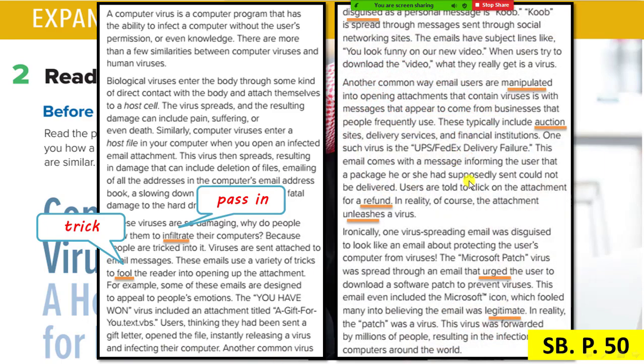Okay, thank you, Salim. Another common virus is disguised as a personal message. Disguised means hidden. In Koobface, spread through messages sent through social networking sites. This is a name of a vital virus. Okay. The emails have subject lines like 'You look funny in our new video.' When users try to download the video, what they really get is a virus.